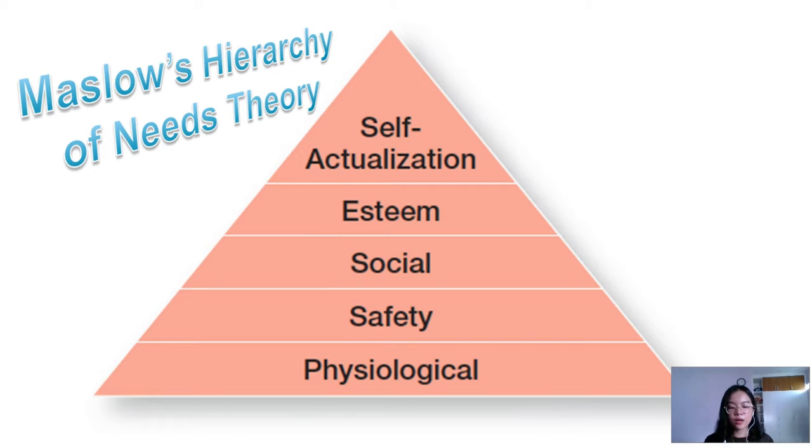The third level is about social needs. This is a person's need for affection, belongingness, acceptance, and friendship. The higher one is esteem needs. This is a person's need for internal factors such as self-respect and achievement, and external factors such as status and recognition. And the highest level of this theory is self-actualization. This is a person's need to become what he or she is capable of becoming.